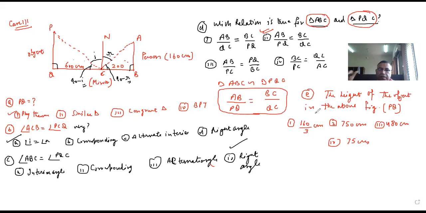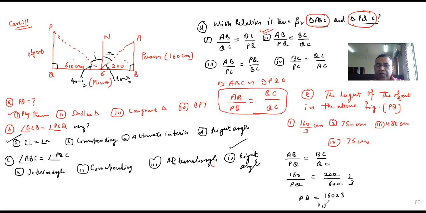Sir, A part, 160 over 3. Har Amrit is saying 160 over 3. Let me calculate. When the two triangles are similar, the ratio of the sides, that means AB upon PQ is equal to BC upon QC. Substituting the values, AB is 160, so 160 over PQ is equal to BC, which is 200, over QC, which is 600. This is 1 by 3. So cross multiply: PQ is equal to 160 times 3, PQ is equal to 480 centimeter.